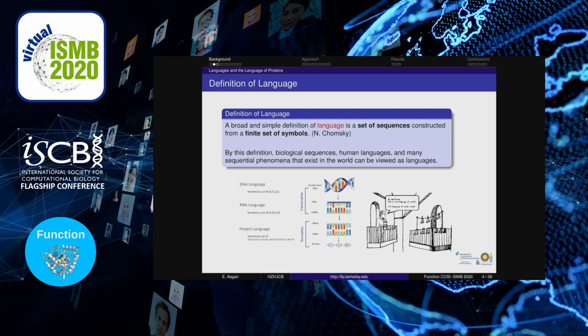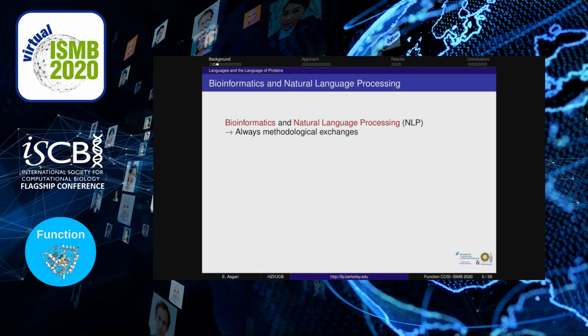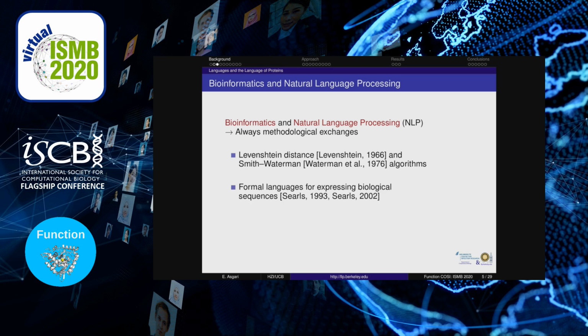Existence of a language can be also seen from the terminologies that exist in biology, like transcription and translation, when a DNA is transcribed to RNA and RNA is translated to proteins. Bioinformatics and NLP are natural allies. There have always been methodological exchanges between them. Levenshtein distance and Smith-Waterman algorithms, formal languages for expressing biological sequences, are all examples of these methodological exchanges.